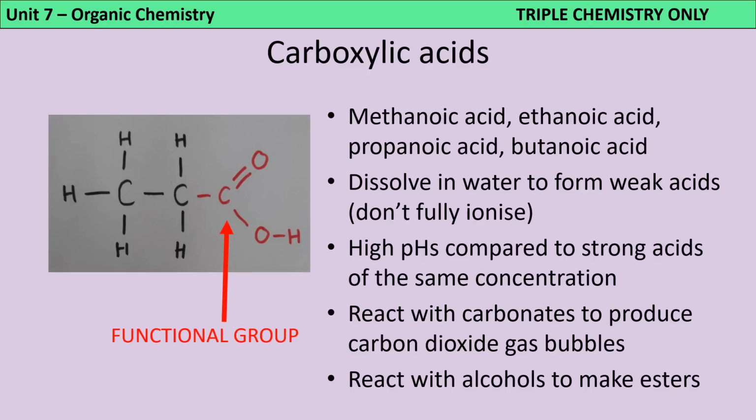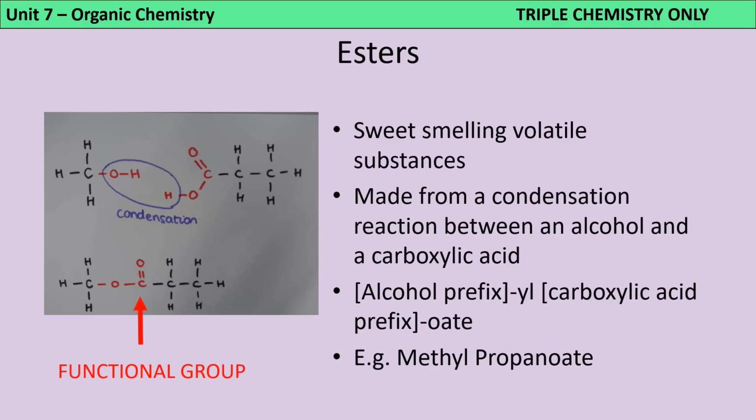In other words, they don't fully ionise. This means that they have high pHs compared to strong acids of the same concentration. So if you have a 1 molar solution of hydrochloric acid and a 1 molar solution of ethanoic acid, the ethanoic acid will have a higher pH, although still below 7 because it is still an acid. Carboxylic acids react with carbonates to produce carbon dioxide gas bubbles, which you could test for with lime water, and they react with alcohols to make esters.